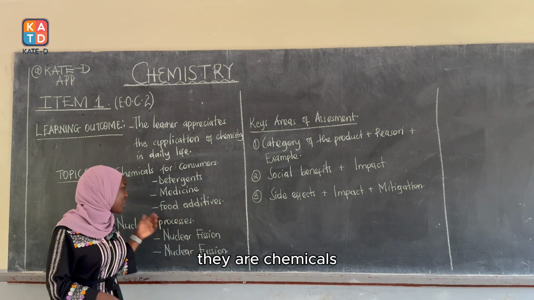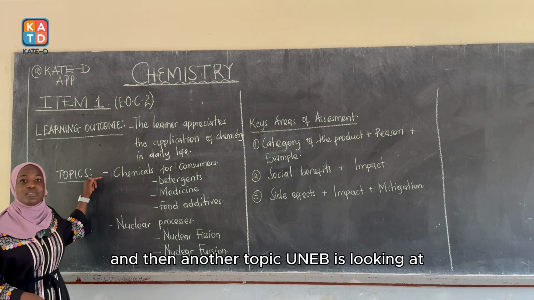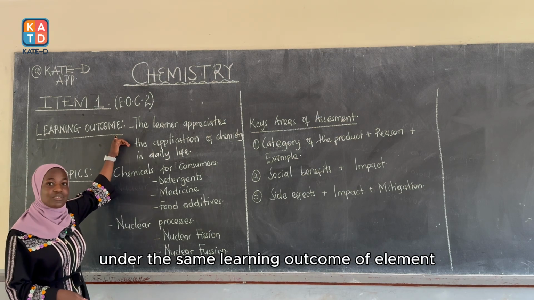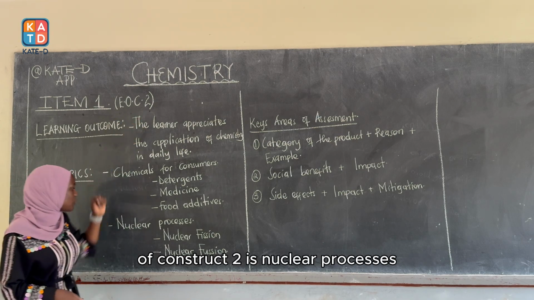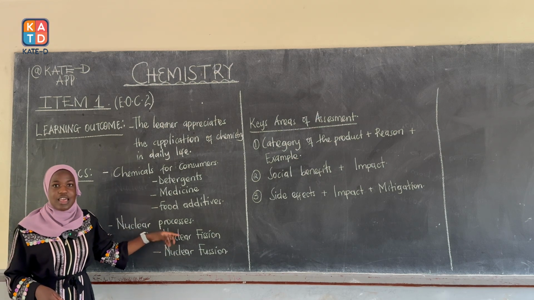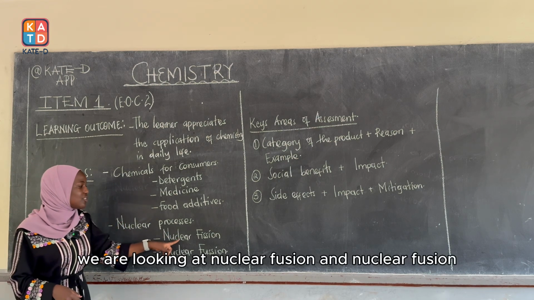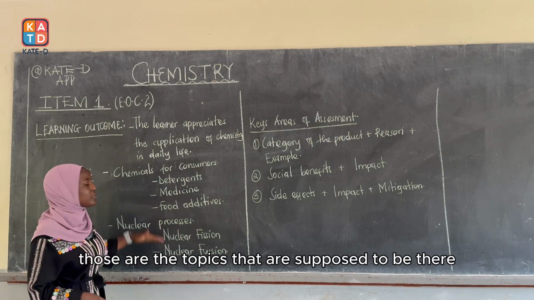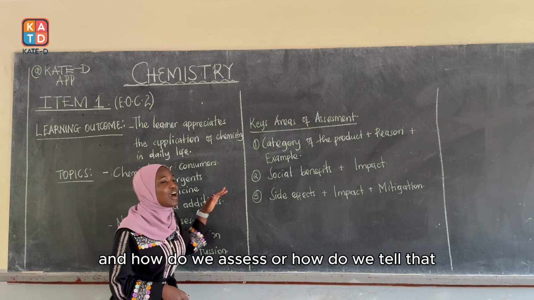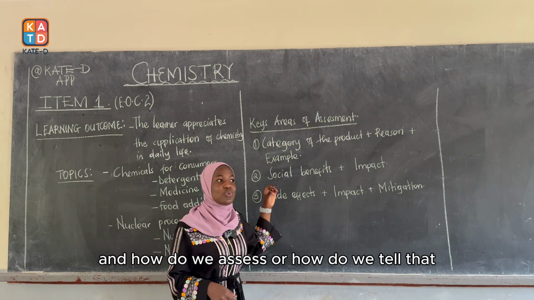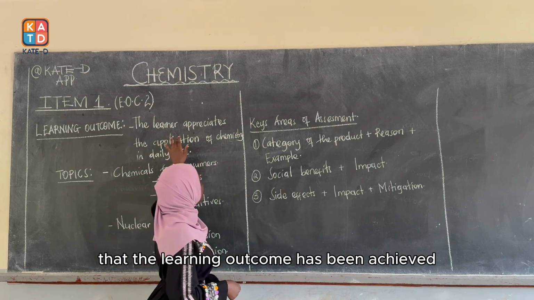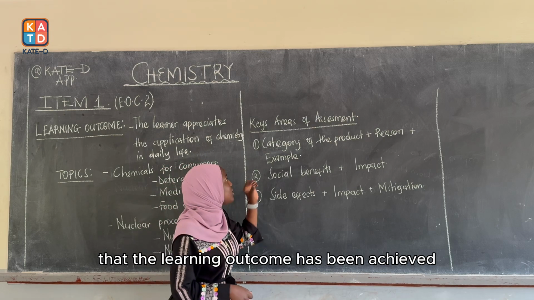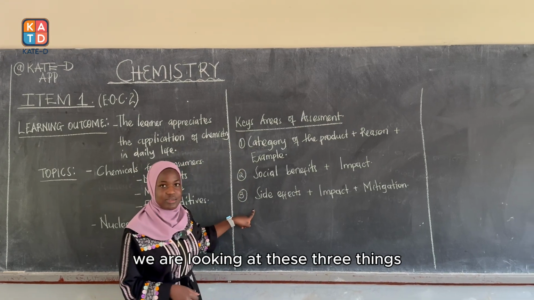They are chemicals. And then another topic UNEB is looking at under the same learning outcome of element of construct 2 is nuclear processes. In the nuclear processes, you are looking at nuclear fission and nuclear fusion. Those are the topics that are supposed to be there. And how do we tell that the learning outcome has been achieved? We are looking at these 3 things.